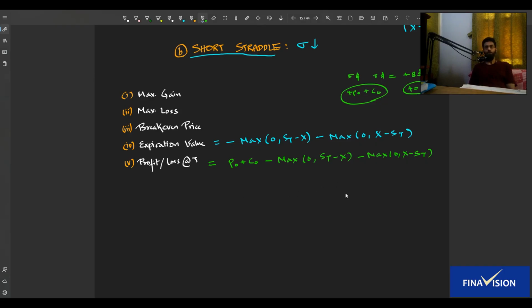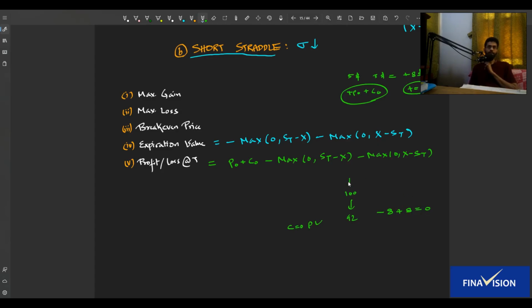Let's say the initial price was 100. Let's say the stock price falls to 92. What happens? The put gets exercised, the call goes out of value. So the put gets exercised, the loss from that is minus 8 and the initial cash flow is plus 8. So this becomes 0.